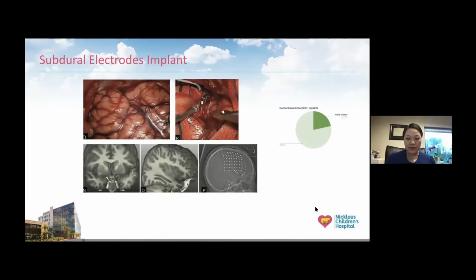And this is just an illustrative example of one of the cases that we managed at Nicholas Children's Hospital. This is one of the 49 cases of insular implantations that we have performed using the subdural grid and strip implantation technique, where we do a craniotomy. This is a child with invasive insular monitoring through the subdural electrode implant. You can see here on the preoperative coronal MRI, there is a cortical thickening of the right insula, and the patient also has seizure semiologies that were consistent with possible insular origins.